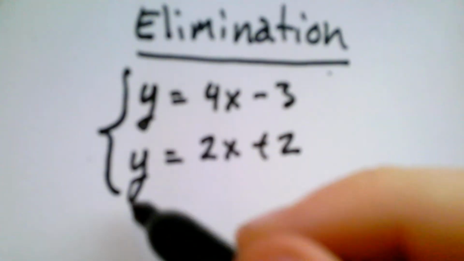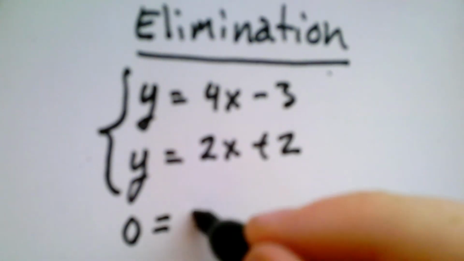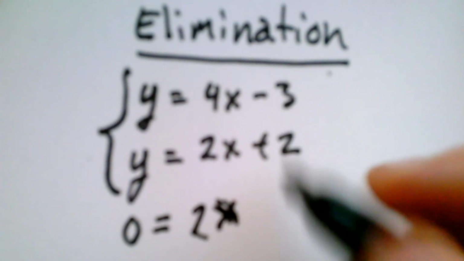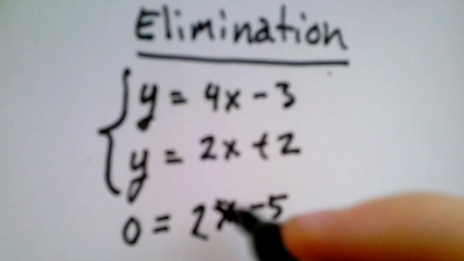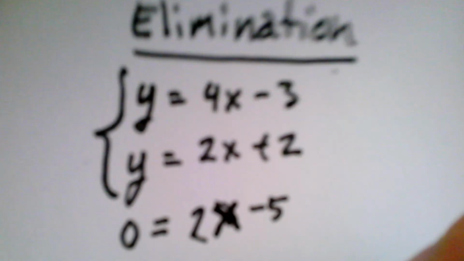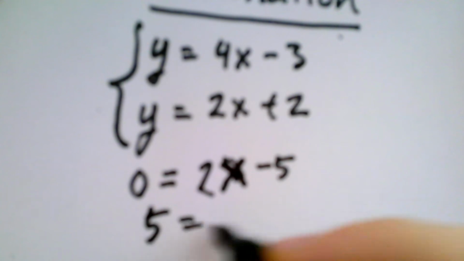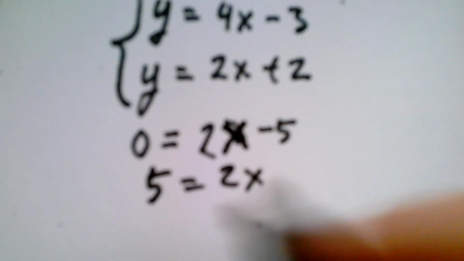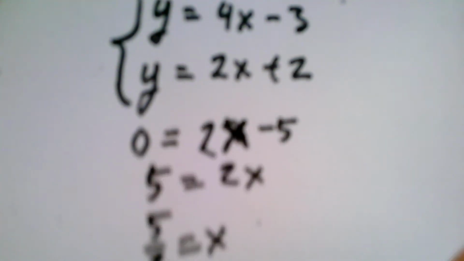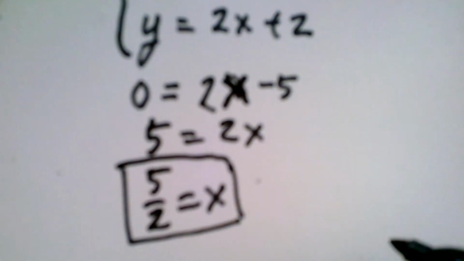So y minus y is 0, equals 4x minus 2x is 2x, and negative 3 minus 2 is negative 5. Now from here, I'm going to add 5 to both sides, and then divide by 2. So I get 5 halves equals x. That's my x-coordinate of the point where we intersect.